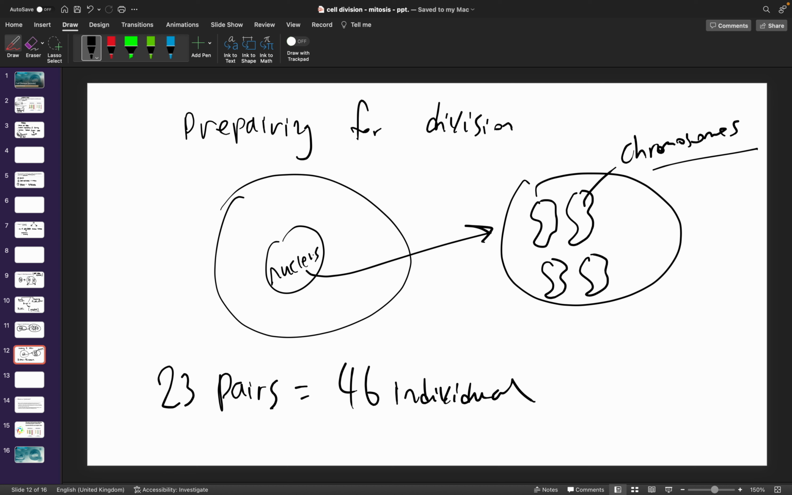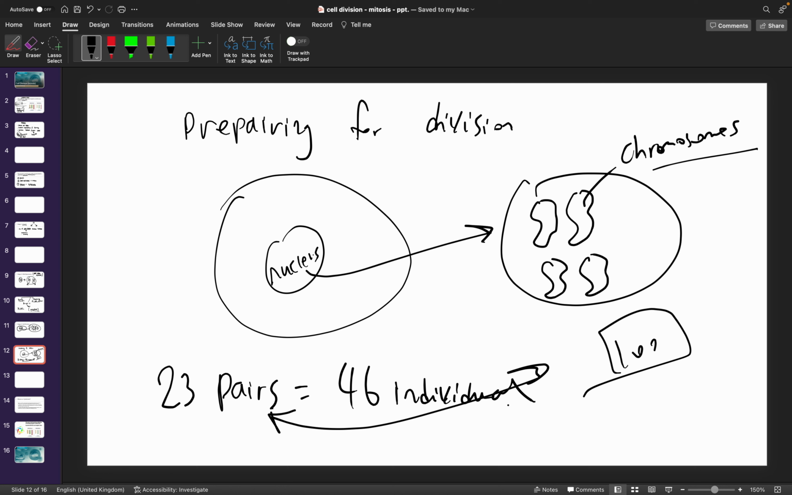So other species have different numbers of chromosomes. Imagine an elephant, right? It might have 100 pairs of chromosomes. I don't know, that's not factual, I made that up. But the point is that we humans and different organisms have different numbers of chromosomes.